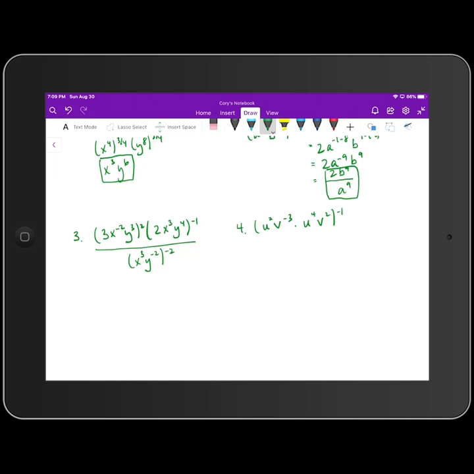Number 3 is 3x to the negative 2 power times y cubed, quantity squared, times 2x cubed y to the 4th power, that quantity raised to the negative 1 power, divided by x cubed y to the negative 2 power raised to the negative 2 power. And then for 4, you have the quantity u squared v to the negative 3 power times u to the 4th v squared, and then you're raising that result to the negative 1 power.